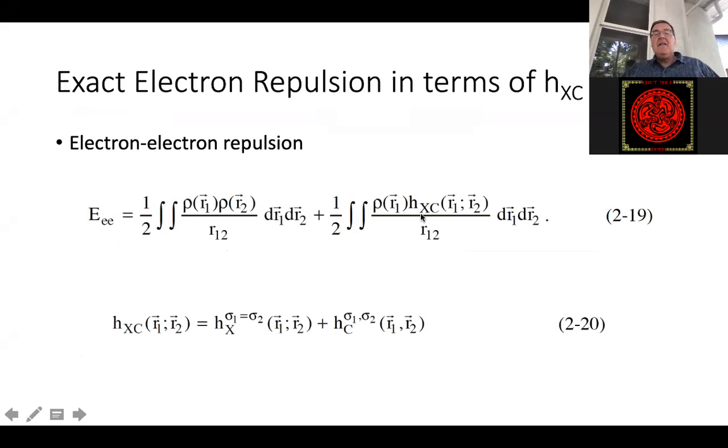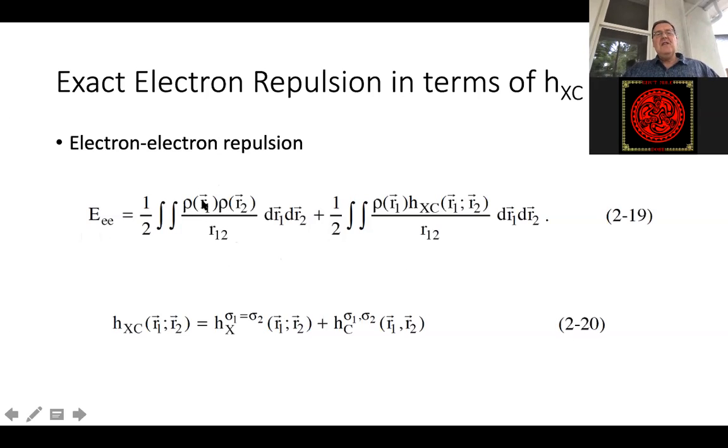On a PowerPoint here, I'm going to use some equations that you've seen in Koch and Holthausen, and then I'm going to switch to a handwritten PDF that tries to illuminate a little bit. So here's the electron-electron repulsion. It's got two terms. It's got the density times the density over R12. If those densities were not the same density, you have one here that's independent of this, that's exactly how you'd calculate the classical electron repulsion.